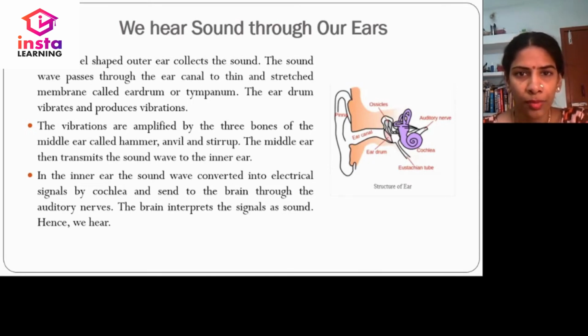Hence, we hear. So, the sound gets collected in the pinna, that is the funnel-shaped outer ear. It passes through the ear canal and reaches the eardrum, where the eardrum vibrates and produces vibration, which gets amplified by three bones, hammer, anvil, and stirrup, transmitting the sound wave to the inner ear. The inner ear has a cochlea, which converts the sound wave into electrical signals and sends it to the brain through auditory nerves. The brain interprets the signals as sound. Hence, we hear.